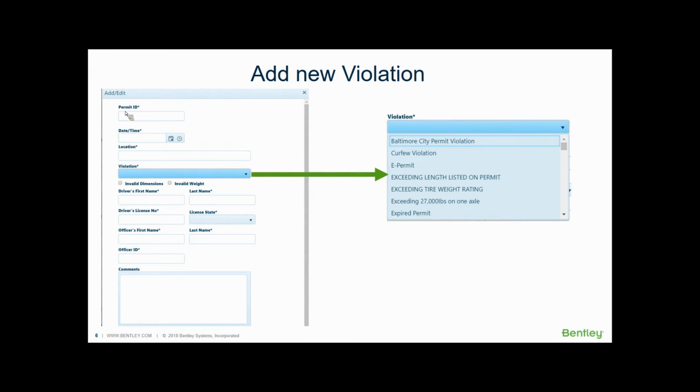The next screen is where new violations are added. So in this case, if you look again to your left, you have the permit ID, you have the date and time on which the violation occurred, the location, and then the list of violations again. There is then information about the drivers, the officer who's entering it, their ID, and then the comments box to enter any comments specific to that violation.